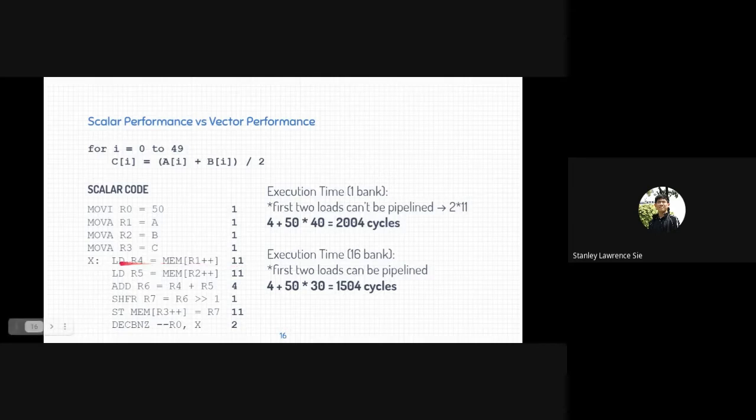So the first load in here, since it's pipelined, will only take 1 cycle, and then the next load will take 12 cycles, and the rest will just be the same. When we sum them up, this is the 1 and 11, so 12, and then plus 4 plus 1 plus 11 plus 2, then we get 30. That's for one iteration, and then we multiply it by 50 for 50 iterations, and also add the first 4 instructions. So we'll get 1504 cycles.